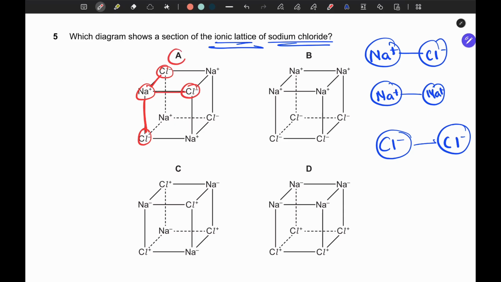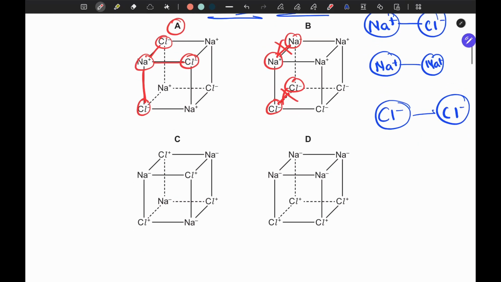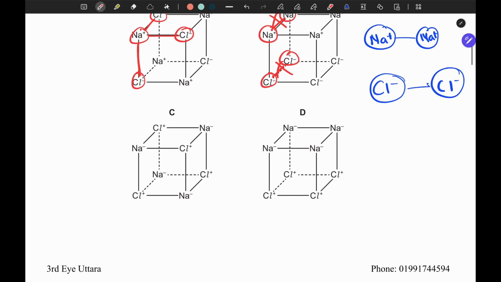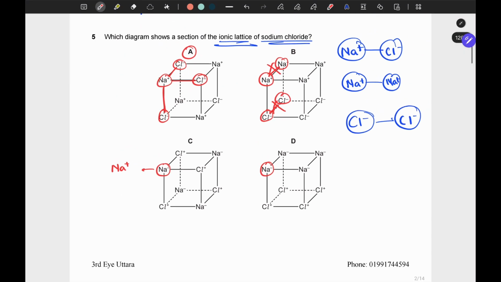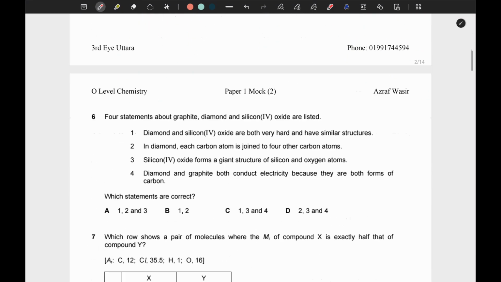So that pretty much indicates that A must be correct. But what's wrong with the other ones? If you look at B, Na+ and Na+ are bonded. Cl- and Cl- are bonded. Both of them are not correct. And then if you look at C, it's Na-. Na is a positive ion, it's a cation. All group 1 metal ions are cations. So that means Na- is not correct. And for D, it's again the same issue. They used Na- instead of Na+. So the answer should be A for question number 5.